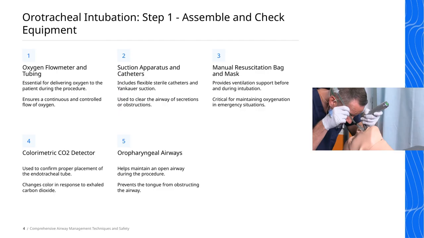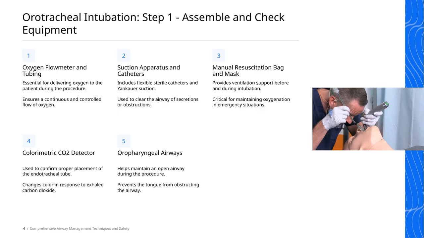Next, the colorimetric CO2 detector is used to confirm the proper placement of the endotracheal tube. It changes color in response to exhaled carbon dioxide, giving us immediate confirmation that the tube is in the right place. We also need the manual resuscitation bag and mask. These provide ventilation support both before and during intubation, which is vital for maintaining oxygenation, especially in critical situations.